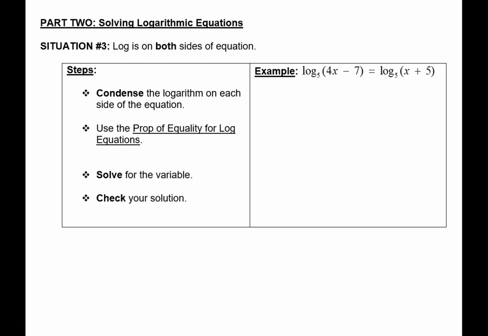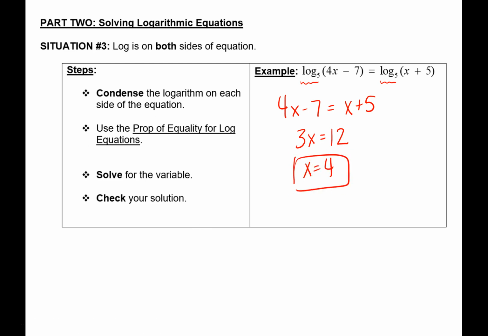Remember that equality property we just talked about said that the interior of these two, the inputs 4x minus 7, should equal x plus 5 if I'm solving. And then this is just an algebra 1 problem. Now this only works because they're both log base 5. If they weren't, we would not be able to use this sort of situation because they aren't the same type of logarithm. In this case though, they are, so I can subtract x, I can add 7, and then I can divide to get x is equal to 4.